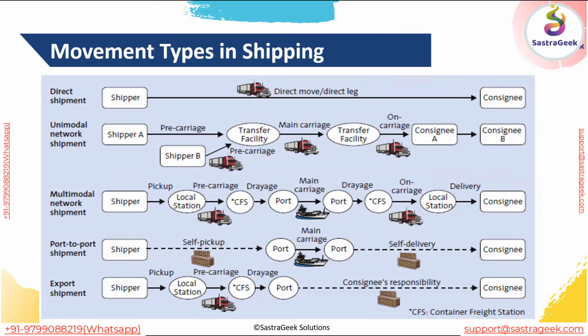Then from a port of loading to a port of destination, it is always a main leg. That is the third leg that we have. It's called the main leg. It's always between the source location and destination, port to port. In a direct shipment, the main leg is between shipper and consignee.